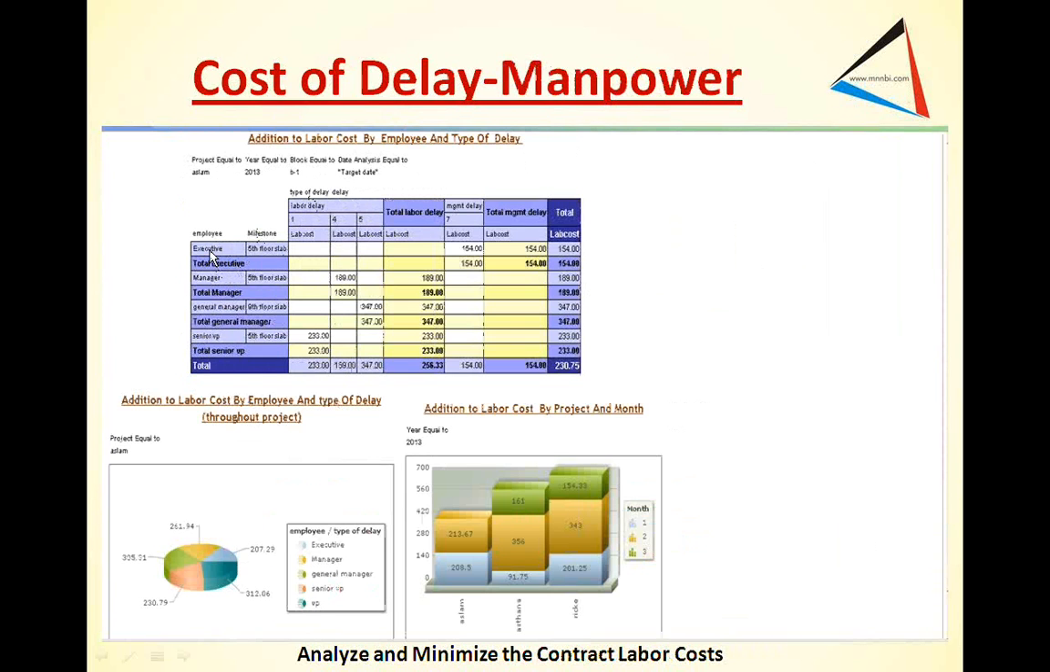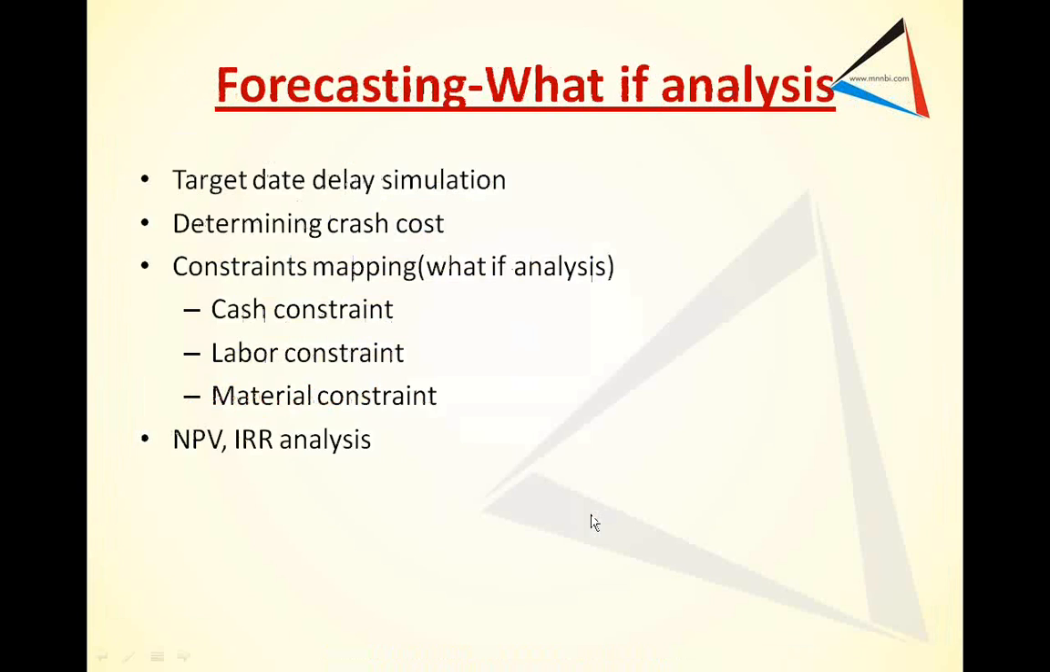This is the cost of delay for the manpower. So I have employee, milestone. This is the labor delay. What is the cost of the manpower which is associated with the delay for this project for this year, block, and the target date. This is the addition to the labor cost by employee and the type of delay. So employee, drill down to the type of delay, and this is self-explanatory.